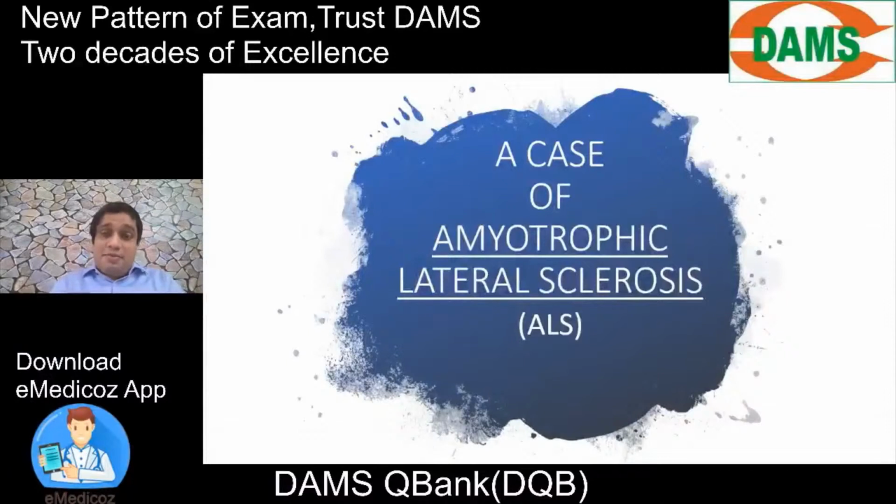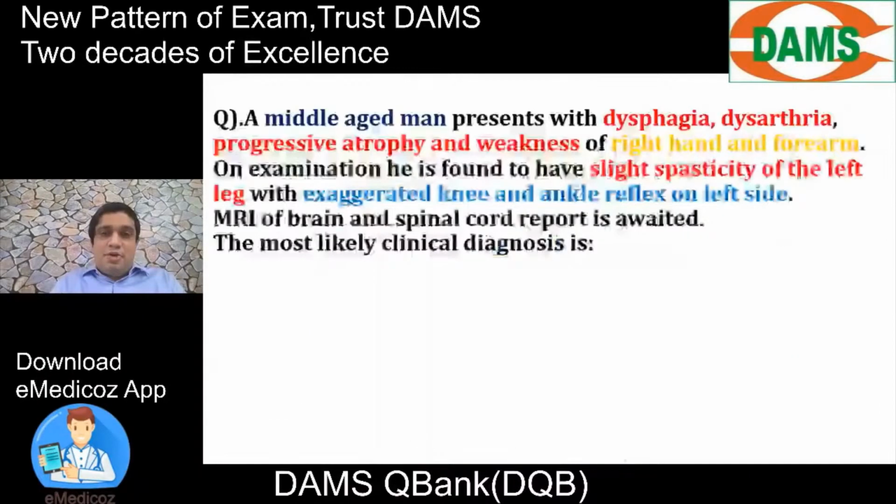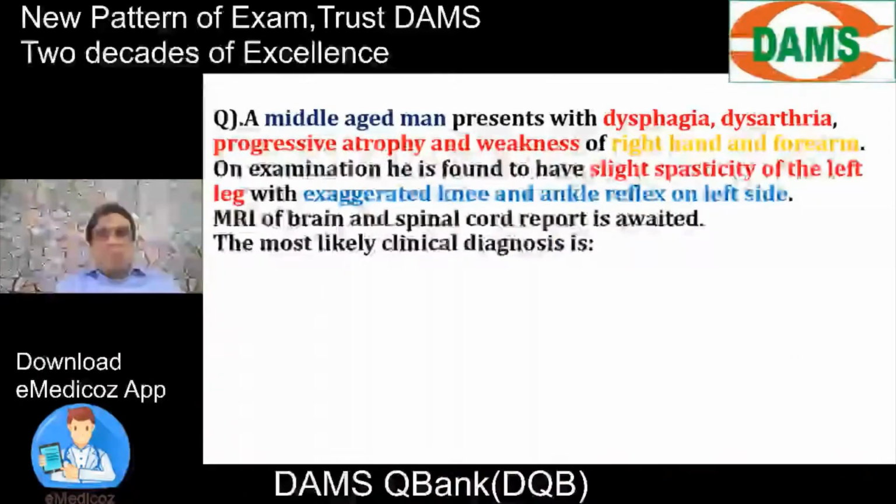I'm Dr. Achin Mehra. I'm here today to discuss a case of amyotrophic lateral sclerosis, a common motor neuron disorder and one of the most devastating neurodegenerative disorders that we know. But I always feel that to understand a topic which is tough and difficult, why not solve an MCQ related to it? So that while reading the topic, we come to know what is to be read and what is to be left. So here's the question from our own question bank, the DAMS question bank DQB.